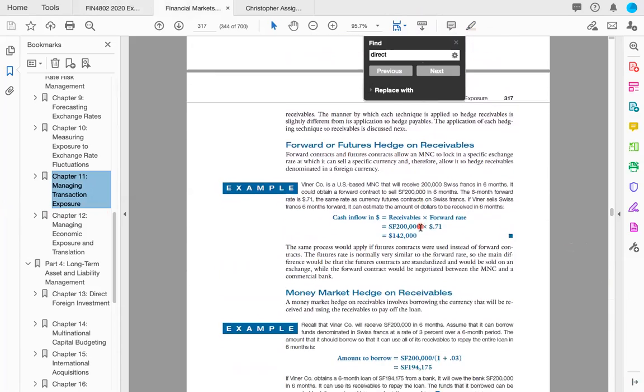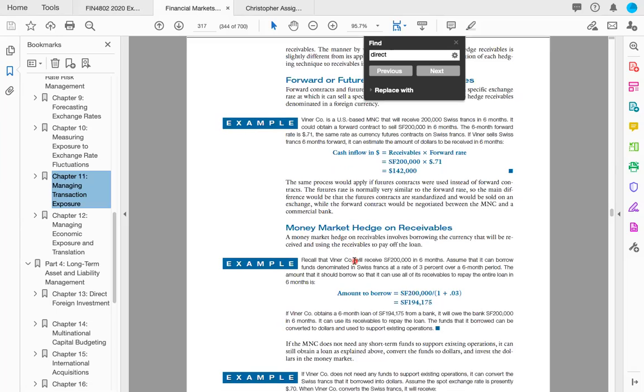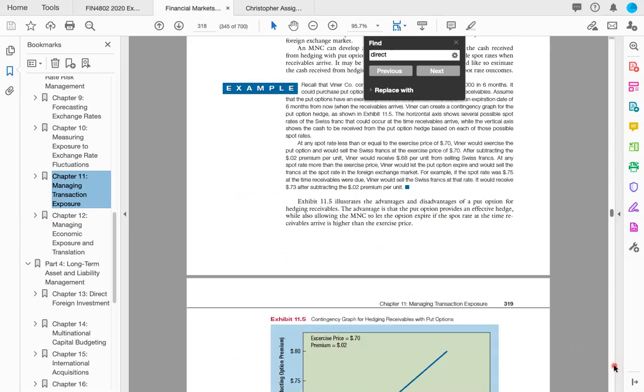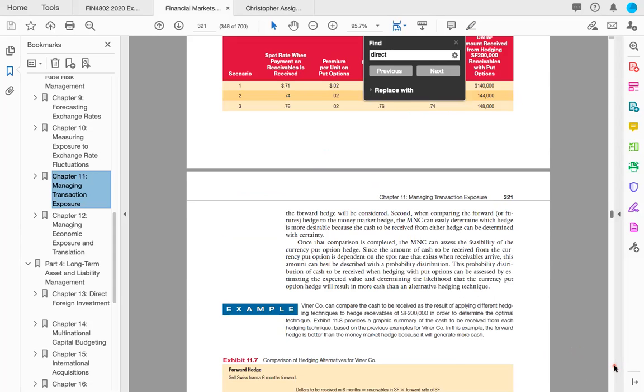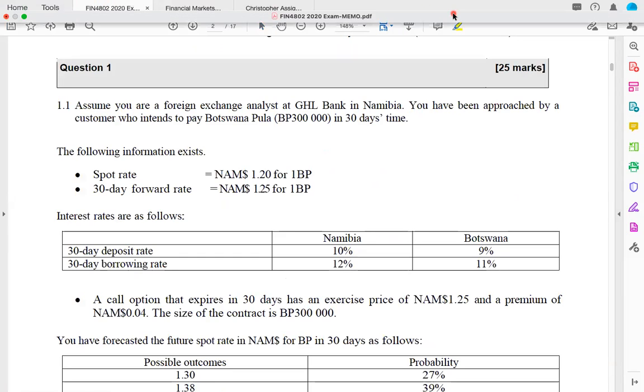Let's say you're expecting to receive money. You need to know how to use a forward or a futures hedge, a money market hedge, or a put option hedge, or no hedge at all. So please do read through that because it could be asked in the exam.